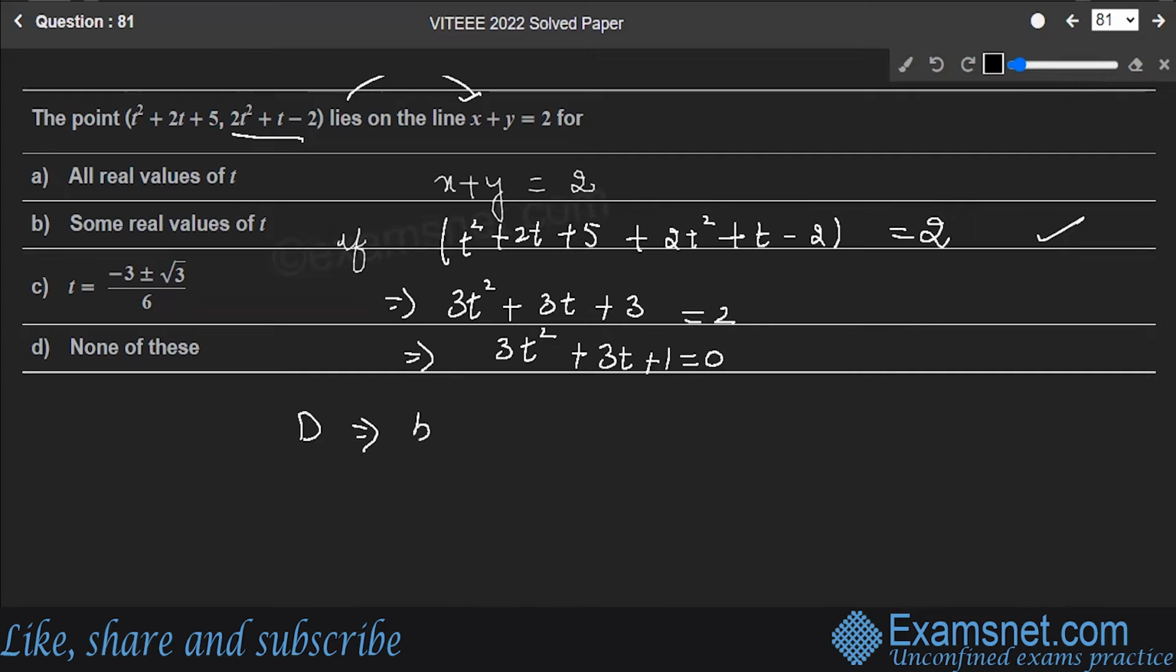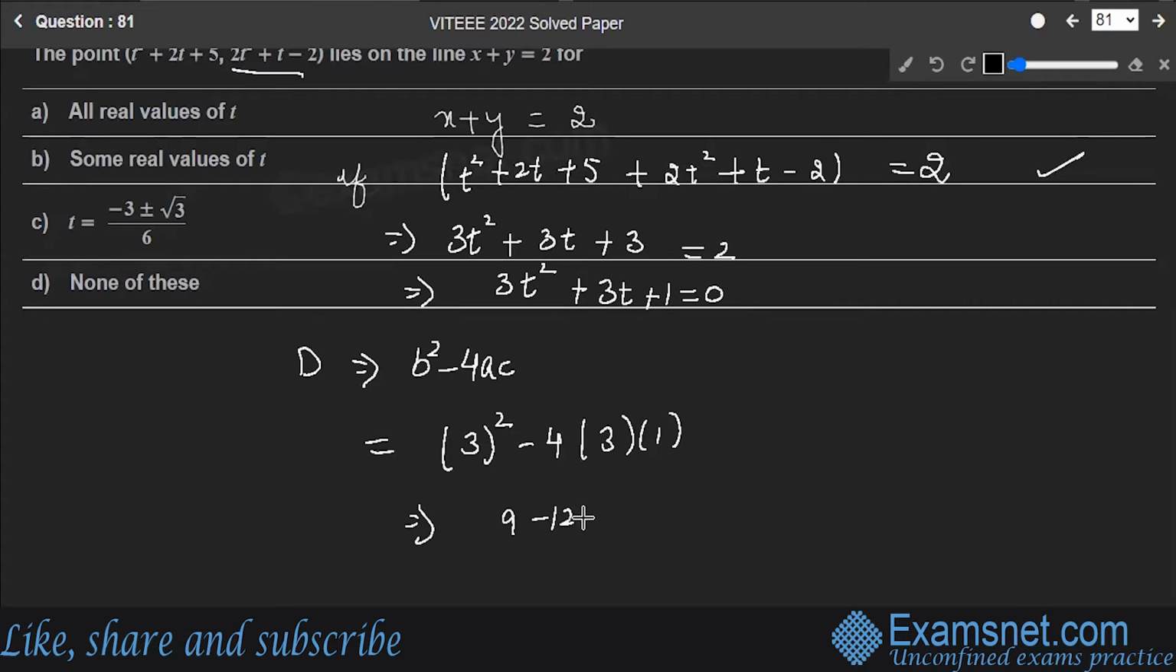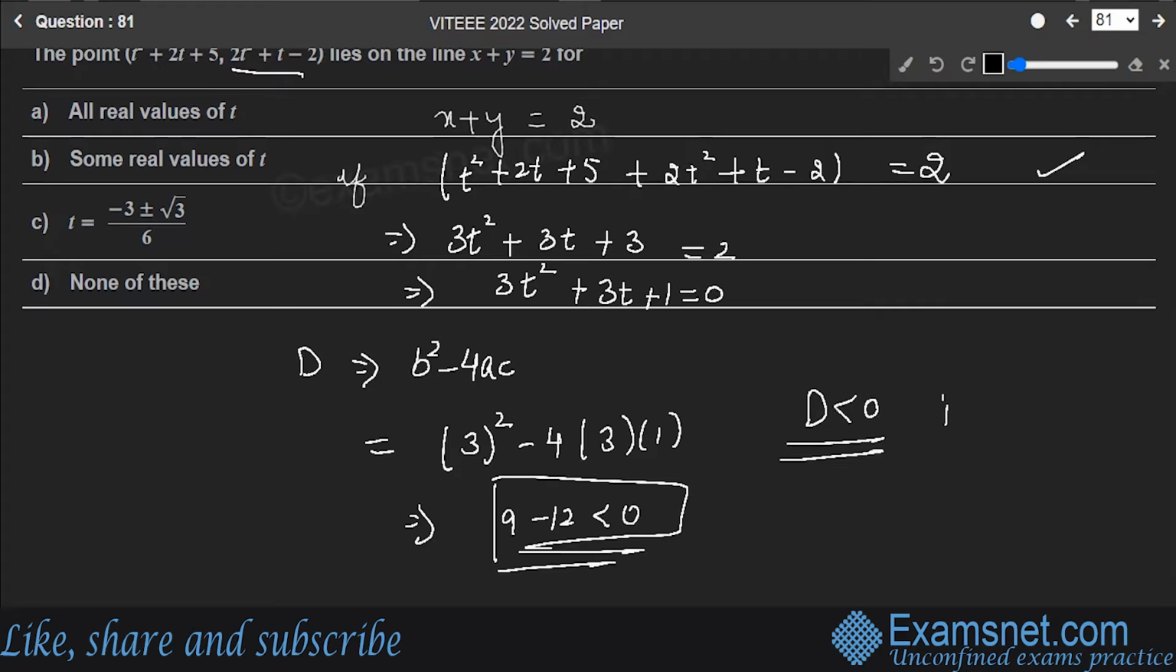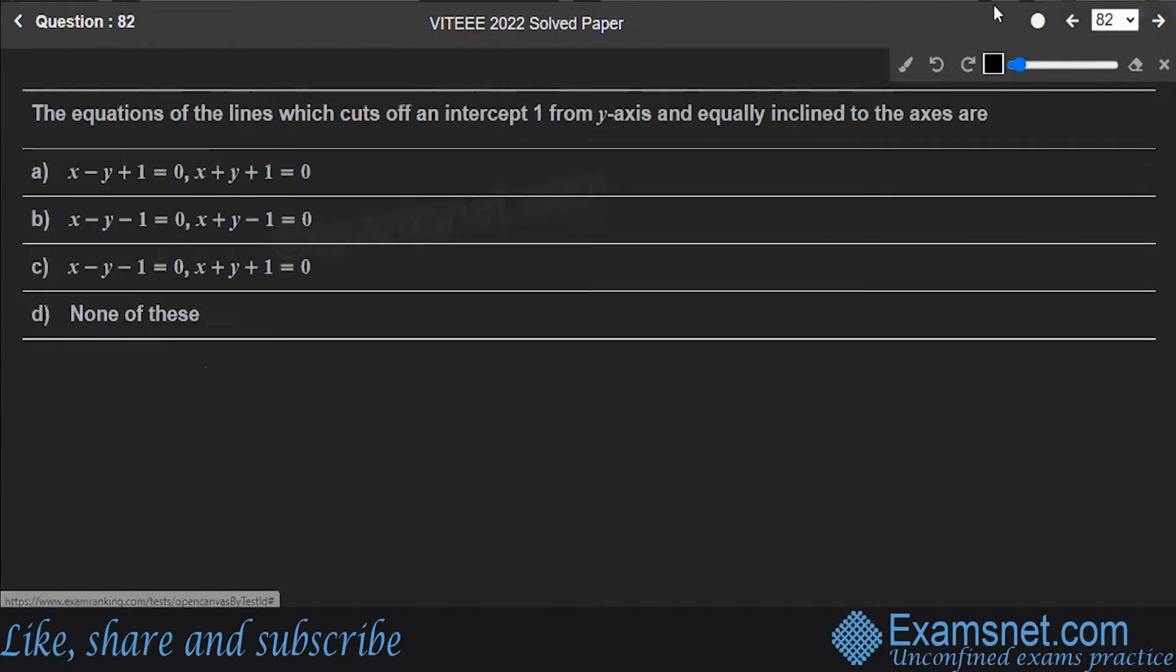So let's check the discriminant. You know, the discriminant is given by b square minus 4ac. So this is given by b is 3, minus 4, a is 3, c is 1. That gives me 9 minus 12, so that is less than 0, of course. It's a negative number. If the discriminant is a negative number, that means the roots are imaginary, right? Thus, the given point cannot lie on the given line. Hence, option D is the correct answer. Hope you got that. Next, 82nd question.